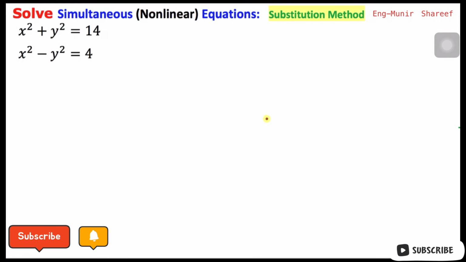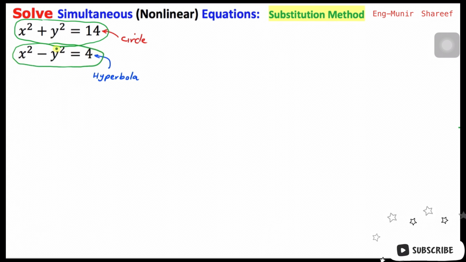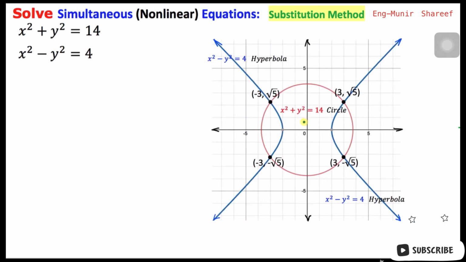In this tutorial, we are going to solve these given simultaneous nonlinear equations by using the substitution method. As we can see, our very first equation represents a circle, while the second equation is a hyperbola. And here we see a graph of both these equations.